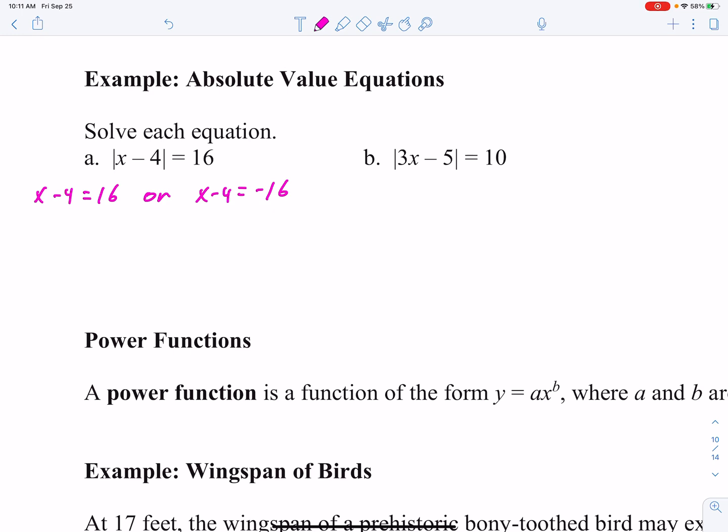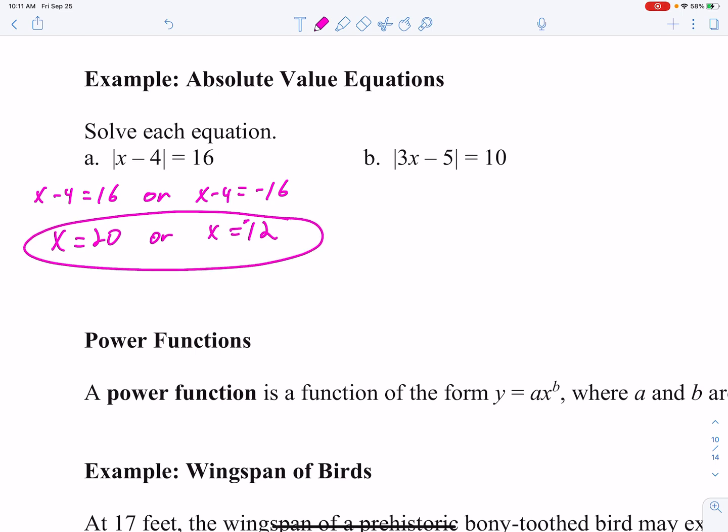Okay, and then solve. So x minus 4 equals 16, well, we'll add 4 to both sides. If we add 4 to both sides, we get x equals 20. Or if we add 4 to both sides here and here, now be careful. We have a negative 16 plus 4, that's negative 12. Okay, and there's our answer, x equals 20 or x equals negative 12. Okay, all right, moving on here.